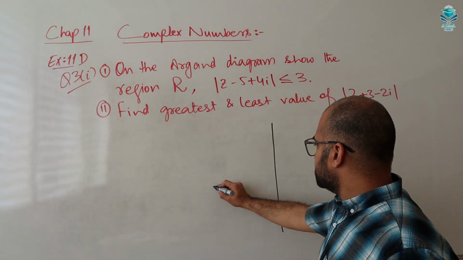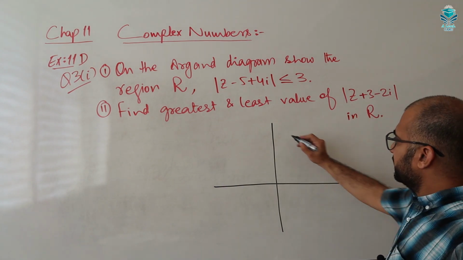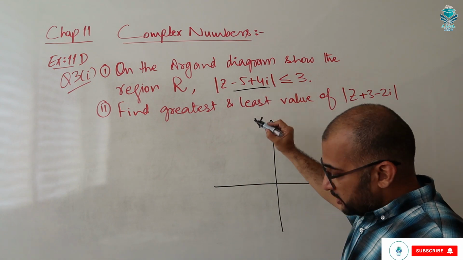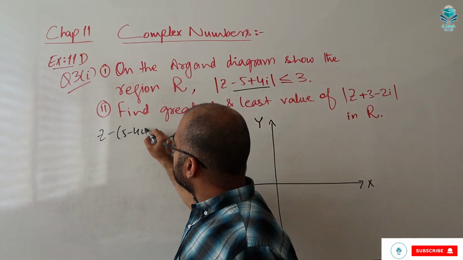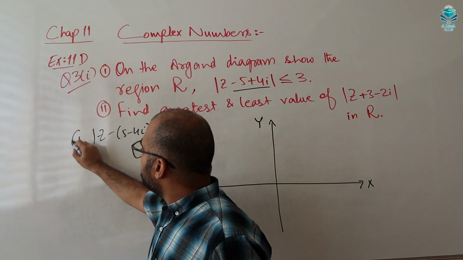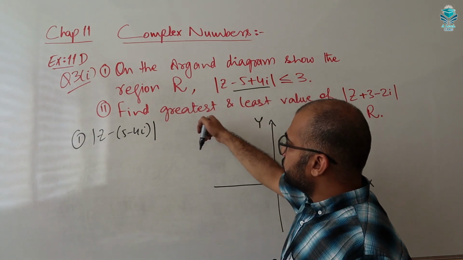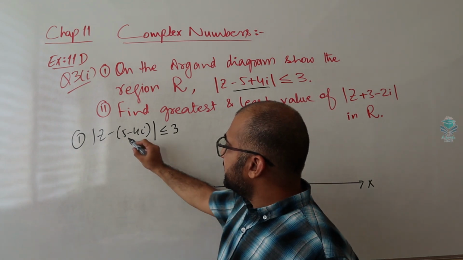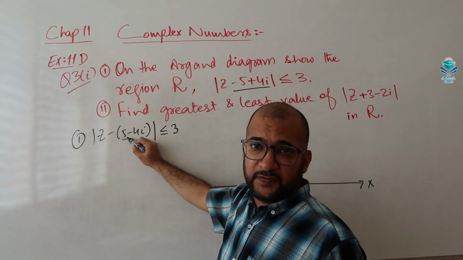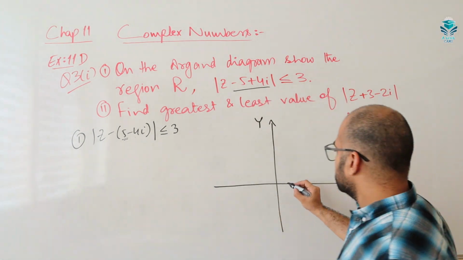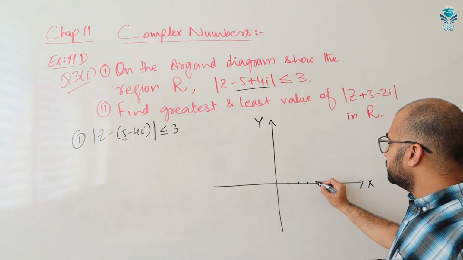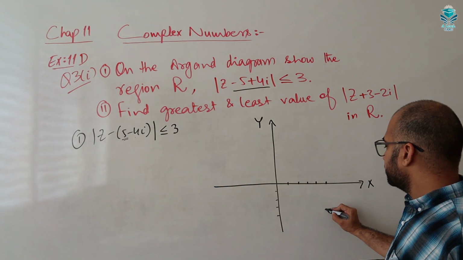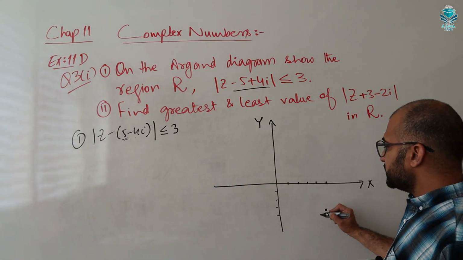Let's say this is the graph. This is a complex plane with real and imaginary axes, x and y respectively. What is this point? z minus 5 minus 4i. In the first part we have this one. If you take minus, you will get this one, and we have to locate this region R. You can see that for the real axis we have 5 and for imaginary we have minus 4. So 1, 2, 3, 4, 5, and 1, 2, 3, 4. This is the point 5 minus 4i.